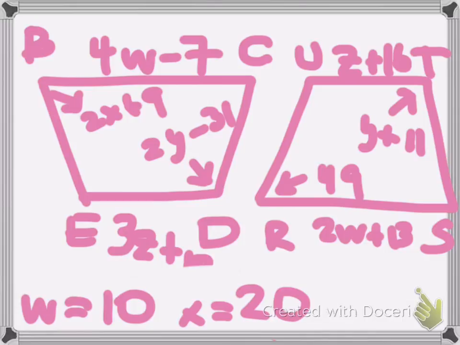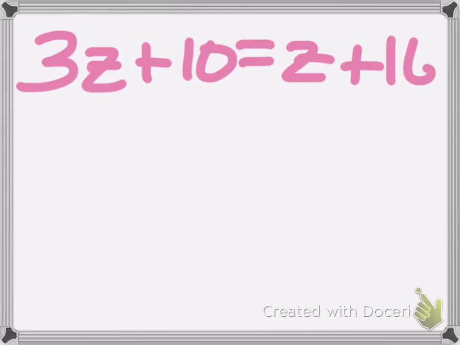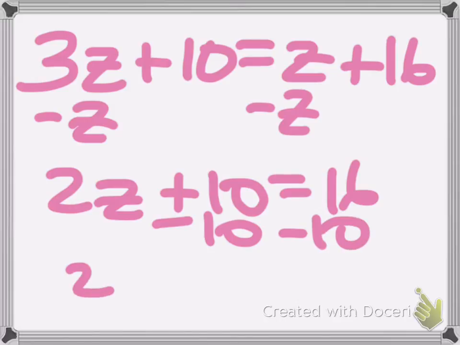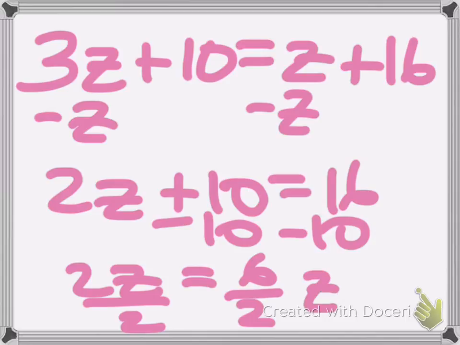So z's, if we look there, we have 3z plus 10, and that is corresponding with z plus 16, so we're going to put those equal to each other. 3z plus 10 equals z plus 16, and solve for z. So z would be 3.